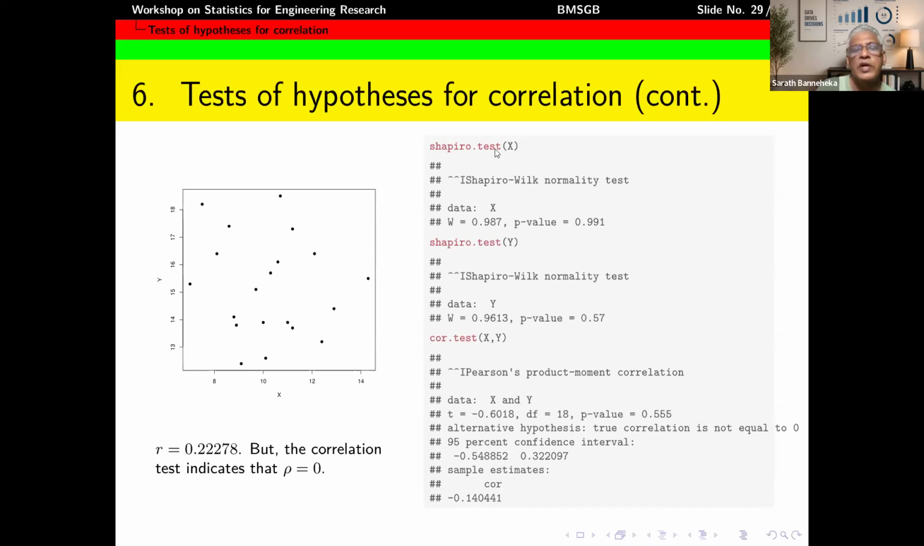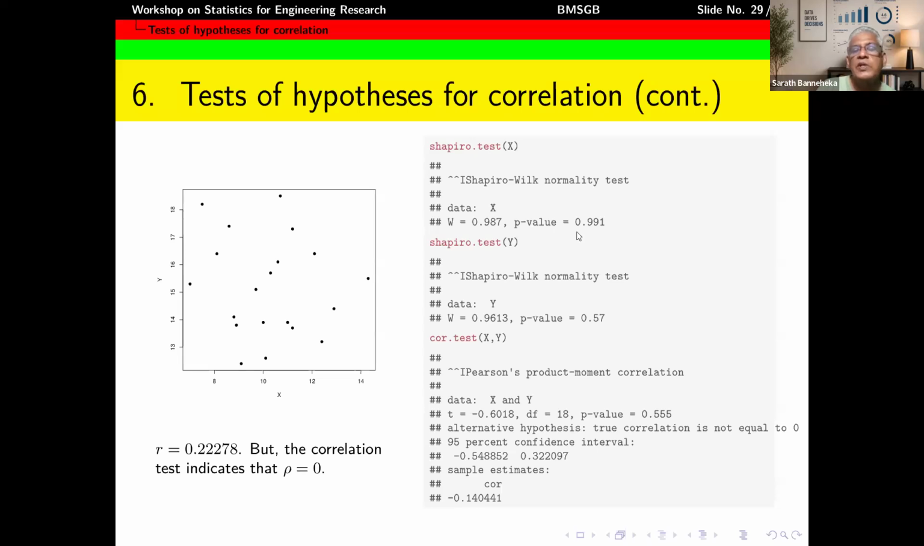This is the R code for that. There's a test called the Shapiro-Wilk test for normality. I have tested whether the X values are normally distributed. So this part is the output of that test, and the null hypothesis we are testing here is that X values are normally distributed. That is H naught. H1 is that X values are not normally distributed.